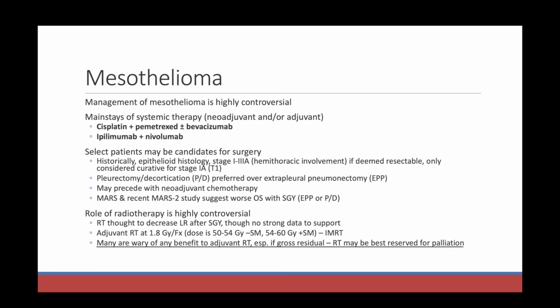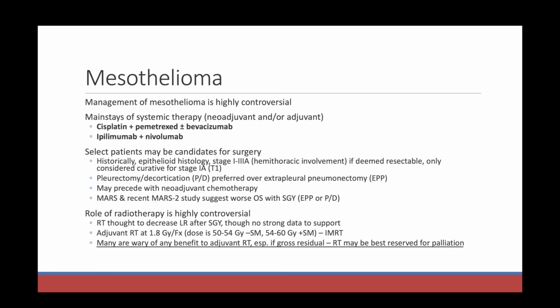We can manage mesothelioma with neoadjuvant or adjuvant systemic therapy, and the regimens are cisplatin, pemetrexed with bevacizumab, or ipilimumab and nivolumab. And select patients could be candidates for surgery. They used to do extrapleural pneumonectomy, but now pleurectomy with decortication is preferred because that spares more lung. And neoadjuvant chemo followed by pleurectomy and decortication could be an approach. But there are recent MARS and MARS-2 studies that actually suggest worse survival with surgery. So we may even be moving away from surgery and managing these.